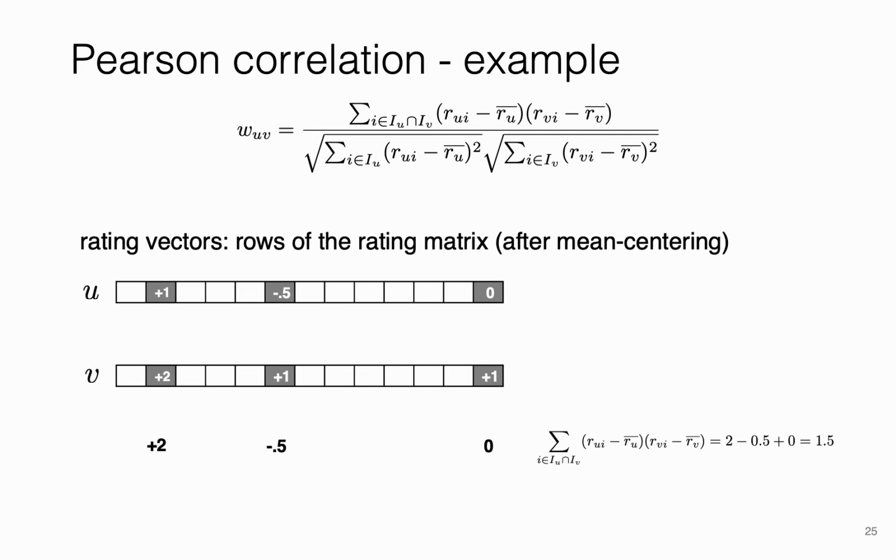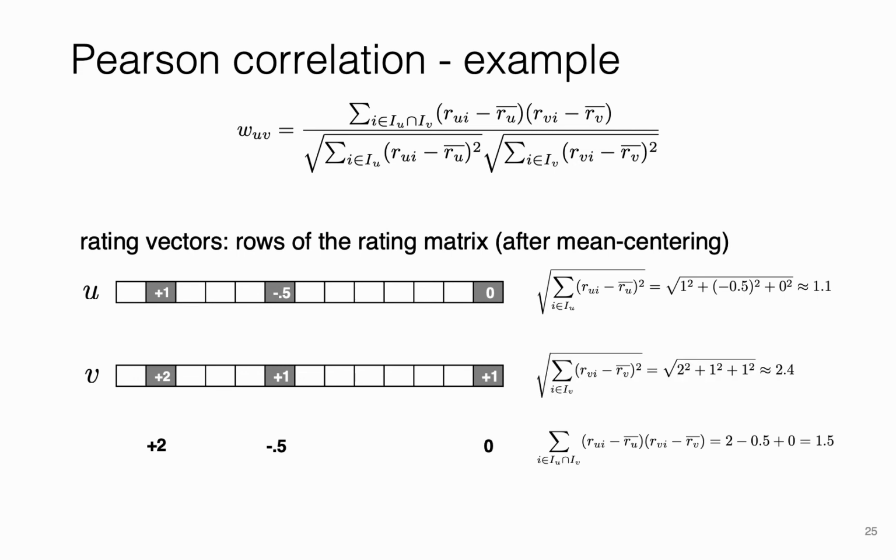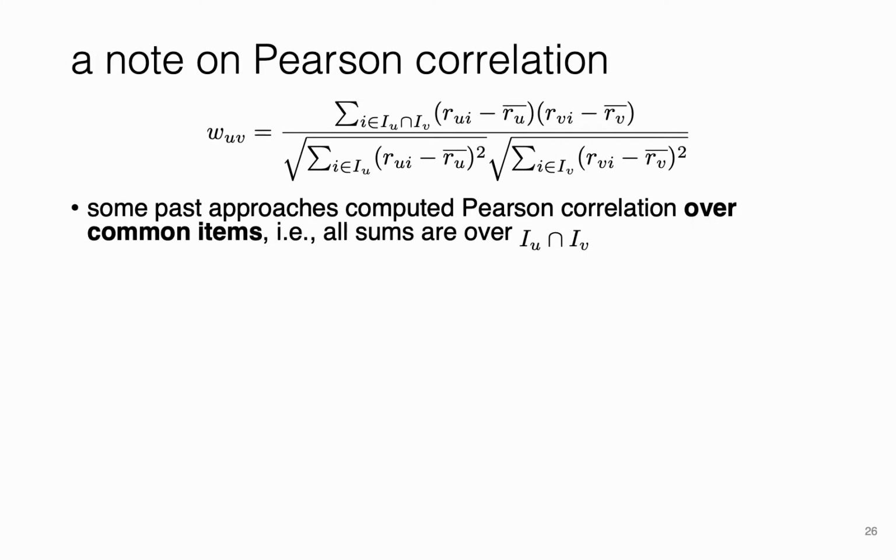We then have to normalize the total agreement, and we compute the standard deviation of the two rating vectors. We multiply them, and in the end, we get a PCC of 0.55. This is quite high, indicating that the two users tend to agree in their ratings.